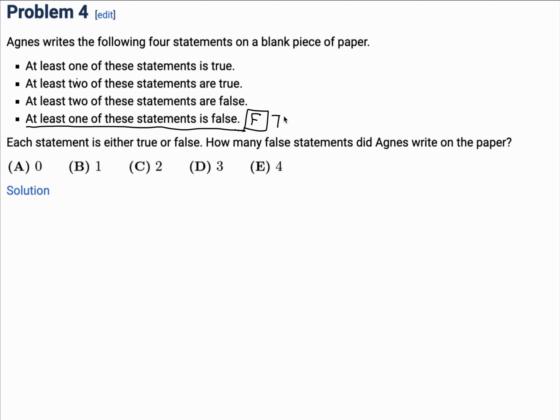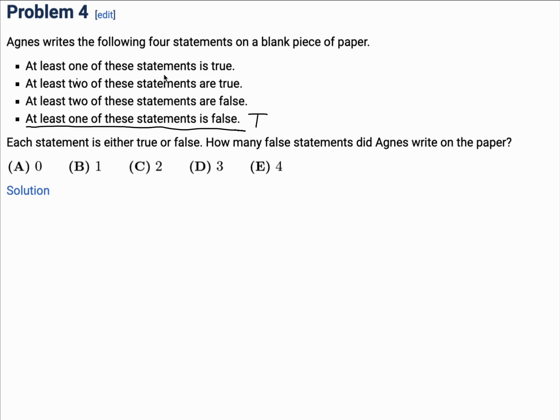So if this one is false, that means not at least one of these statements is false, so all the statements have to be true. But that's a direct contradiction because this statement is inherently false. So we can't have that it's false because then we have a contradiction. So this statement must be true.